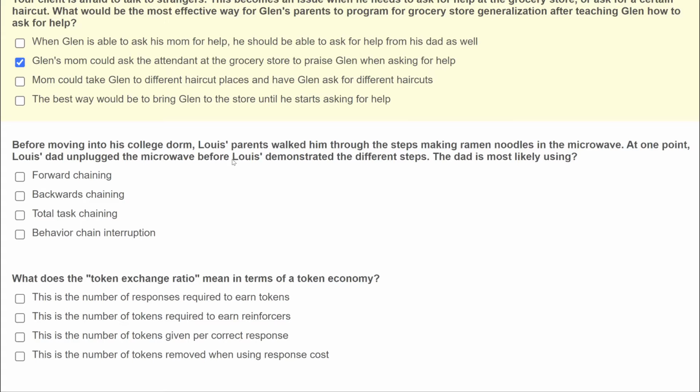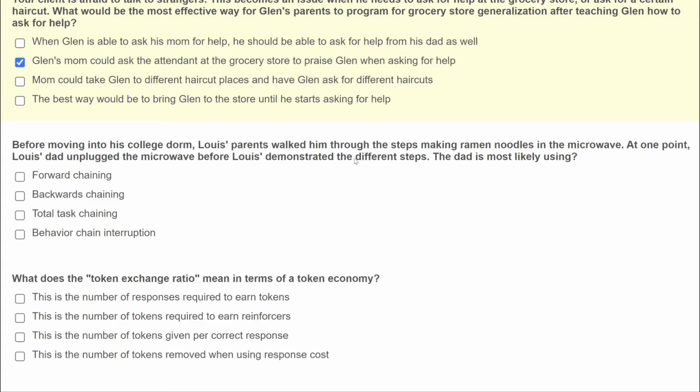And in this case, we know Lewis's parents walked him through the steps making ramen noodles in the microwave. So whatever chain they used, it's got steps. And then at some point, Lewis's dad unplugged the microwave before Lewis could go make the ramen noodles. So Lewis's dad has changed the chain by altering a step. So when you change a behavior chain by altering the step, what do we call that?